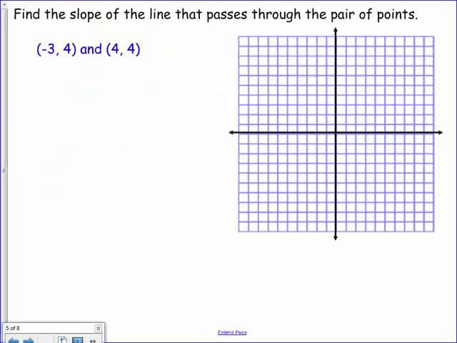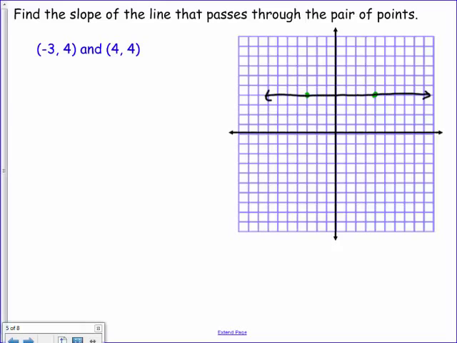All right, how about something like this? Now let's be careful here. So I got -3, 4, and then I have 4, 4. All right, ooh, what kind of line do we have here? This guy's a perfect horizontal line.